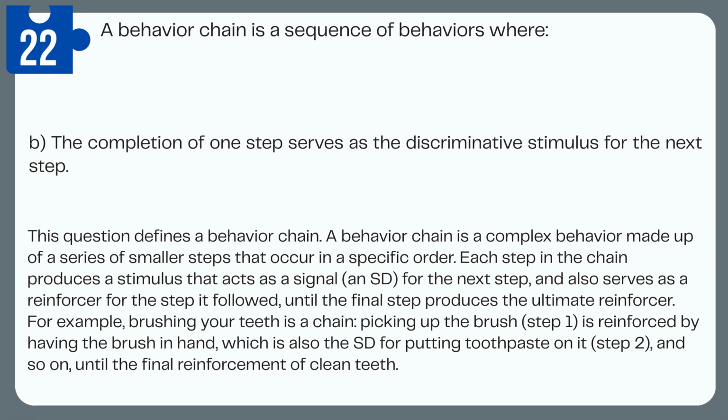This question defines a behavior chain. A behavior chain is a complex behavior made up of a series of smaller steps that occur in a specific order. Each step in the chain produces a stimulus that acts as a signal, an SD, for the next step, and also serves as a reinforcer for the step it followed, until the final step produces the ultimate reinforcer.